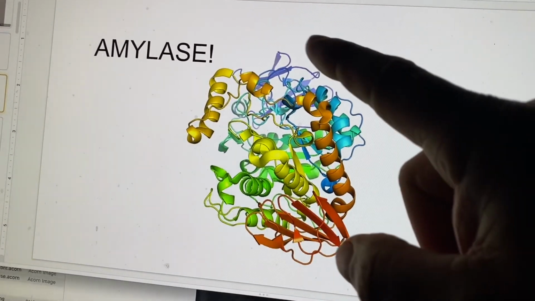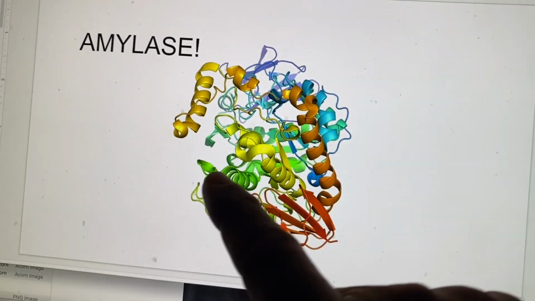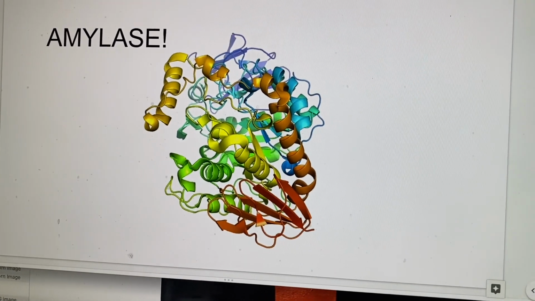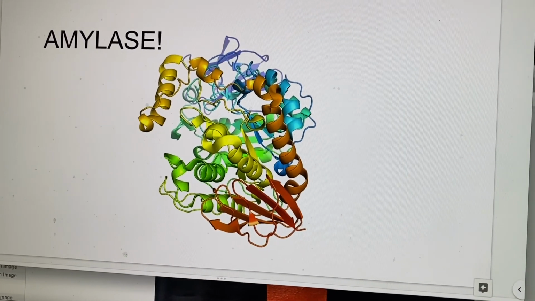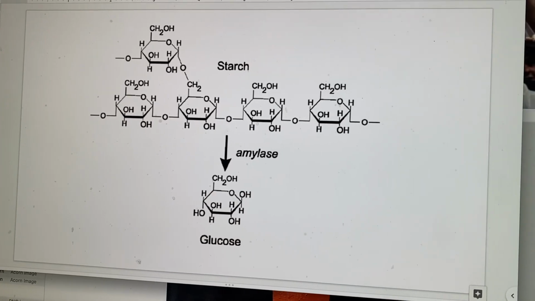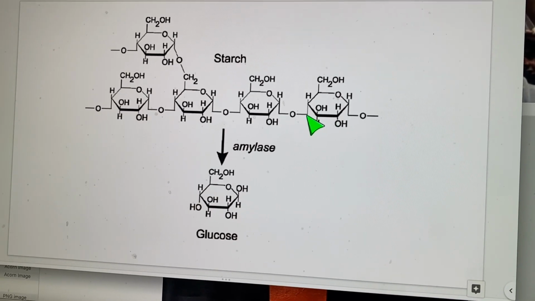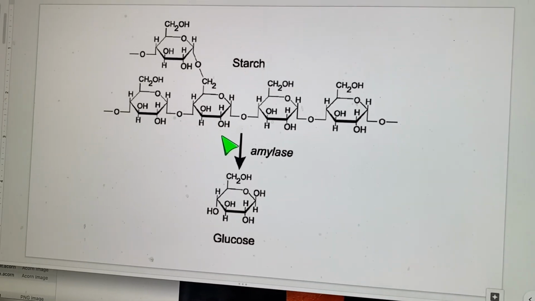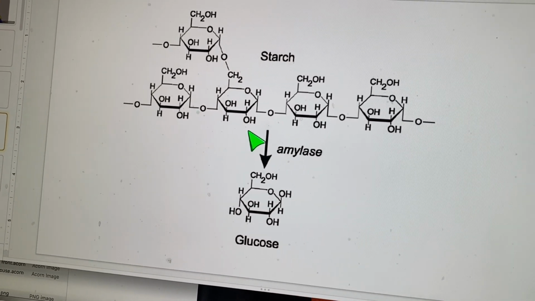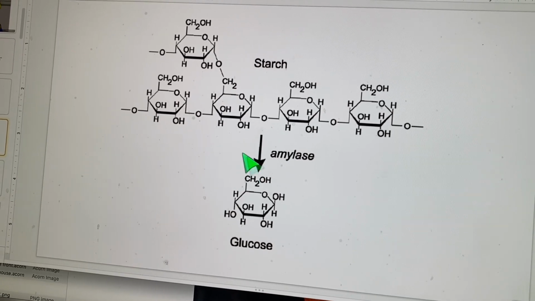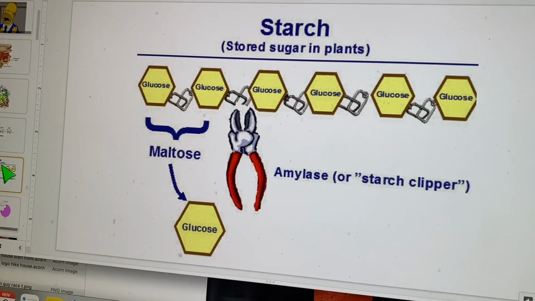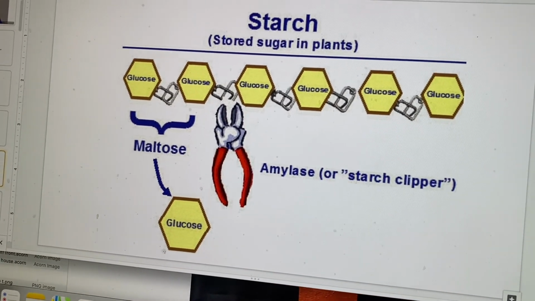And of course, it has to be the right shape so that the substrate can fit in this spot. What's the name of the spot where the substrate has to fit? Good. Now, amylase breaks bonds of starch molecules, right? So what's that called when we break bonds? Excellent. Right, so amylase is kind of the starch breaker, the starch cutter.